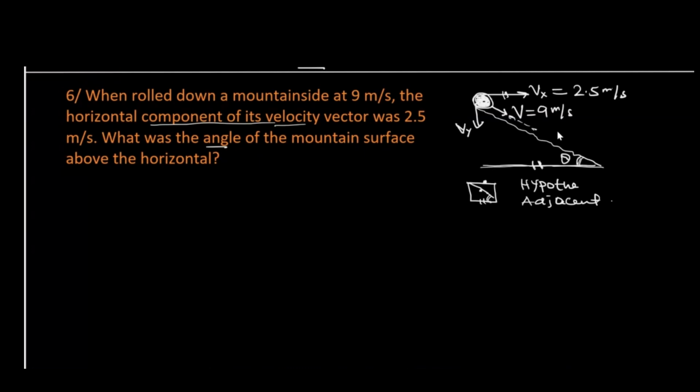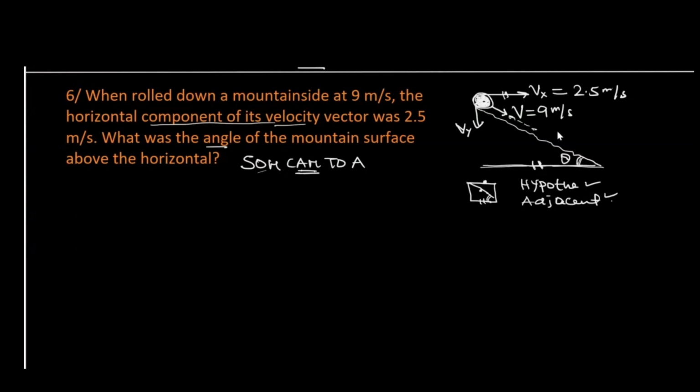Now remember, basically what I have to remember is SOH CAH TOA. Sine is opposite over hypotenuse, cosine is adjacent over hypotenuse, tangent is opposite over adjacent. So we have hypotenuse and adjacent. So I have adjacent and hypotenuse, so this would be the best one.